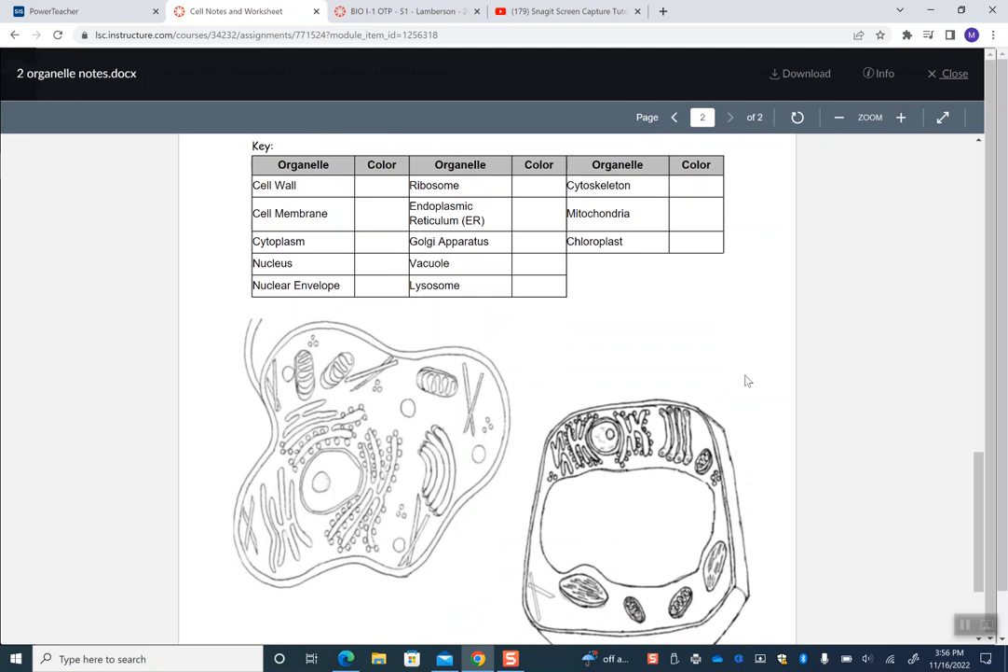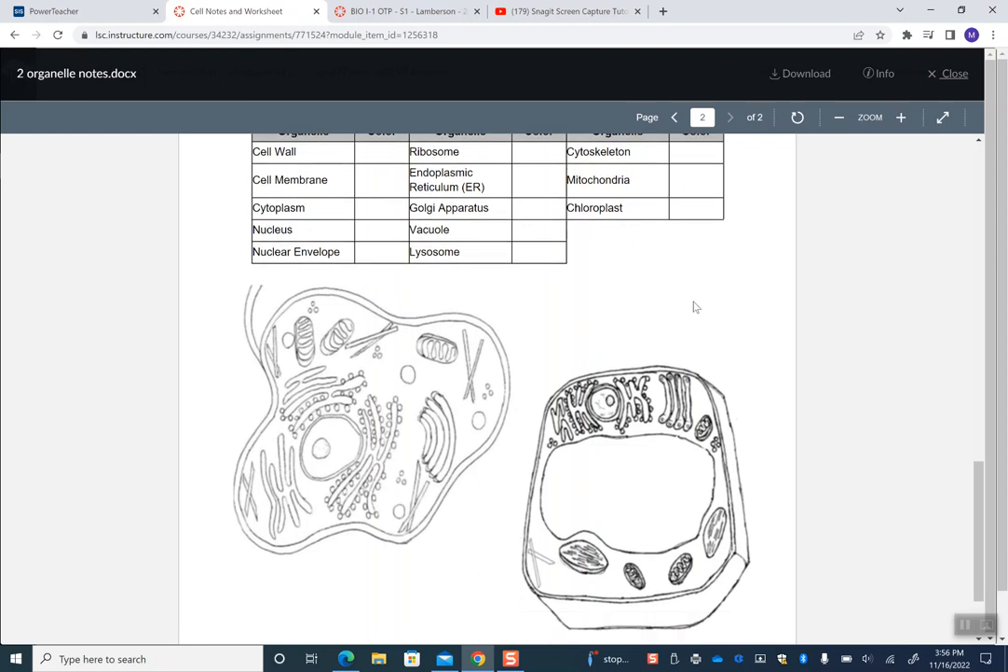At the bottom, here's kind of the fun part. We are going to color in each of these organelles, and so we've got a key right here. So you're going to say, I colored the cell wall this color, and then actually color in the cell wall that color. So I recommend doing this on paper, but if you can do that on your computer, you're more than welcome to. I do want to say this is the plant cell, just to be clear, and this is the animal cell.